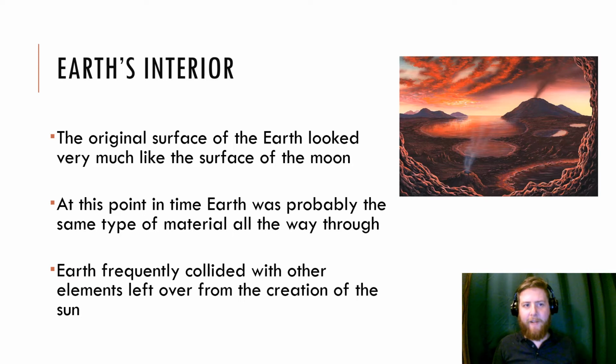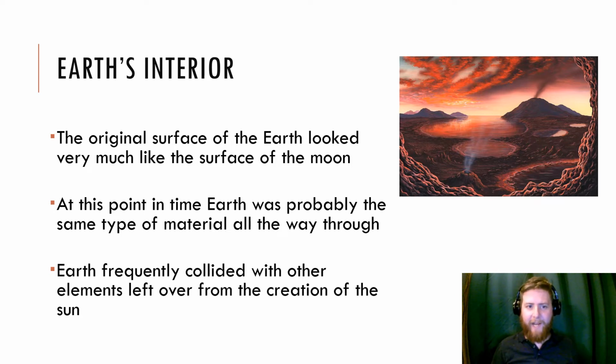All right, now we need to talk about Earth's interior. The original surface of planet Earth looked something like this. Before this, it looked like the moon. It had some molten lava. But at this point in time, the Earth is probably the same material all the way through. It's this accumulation and this mass of different types of metals and elements and other things.